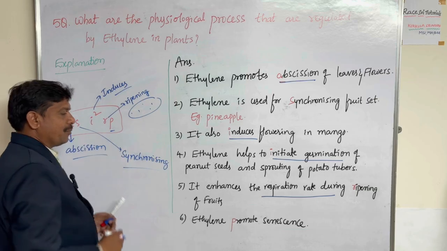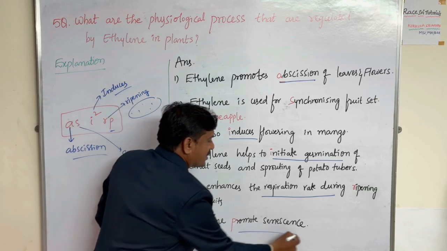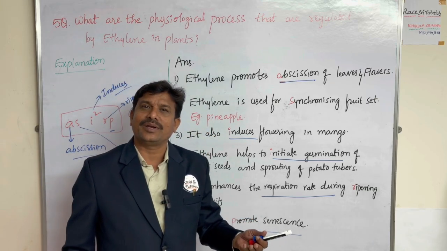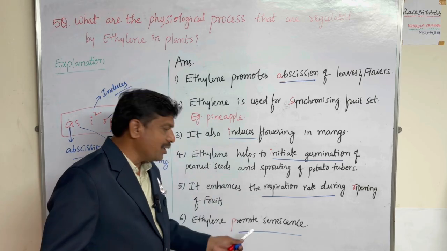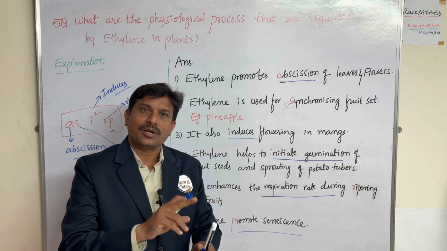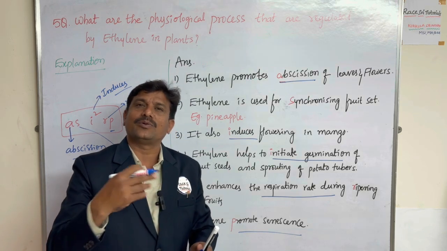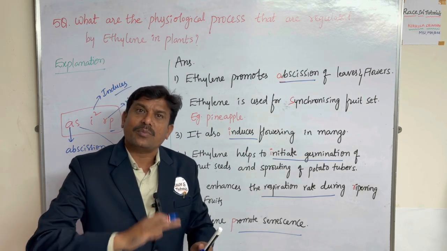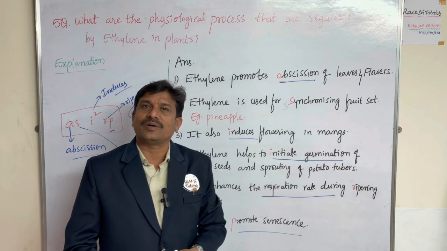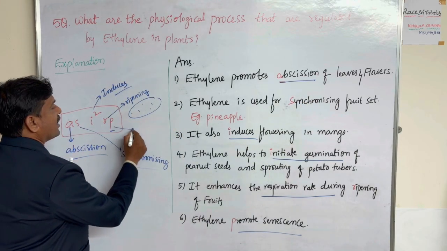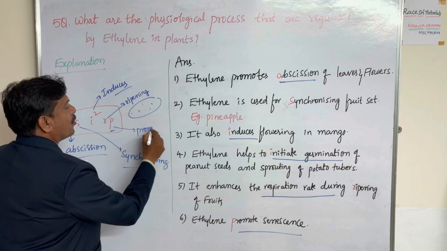P is present. P means what? Promote senescence. Previously we studied cytokinin and the delay of senescence in different places. But here senescence is promoted completely, and immediately leaves change from green color to yellowish color. So it promotes senescence and promotes abscission of leaves and flowers. So P means promote.